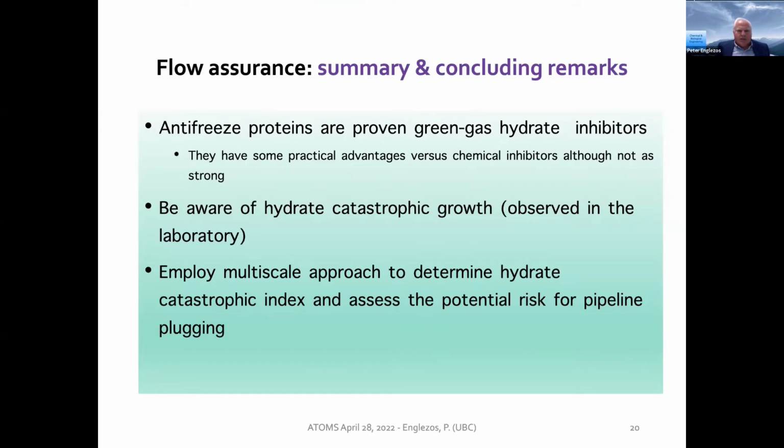So let me summarize this part of the talk by saying that antifreeze proteins are proven green gas hydrate inhibitors, and they may have some practical advantages versus the chemical inhibitors such as PVCap, etc., although they're not as strong in terms of the inhibiting action. The lesson we've learned is that you need to be aware of the potential for hydrate catastrophic growth, and to understand your system and be more confident about its behavior, you need to assemble a toolkit that looks at the different aspects and different settings of hydrates.